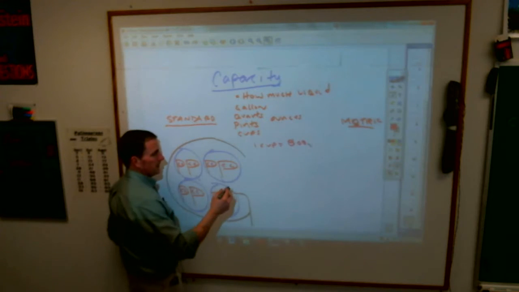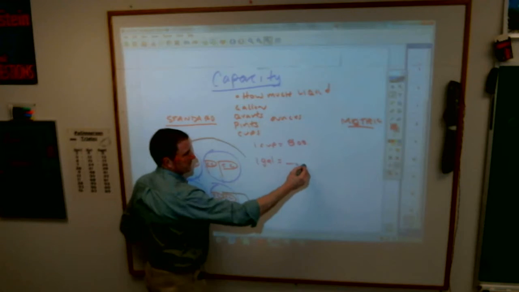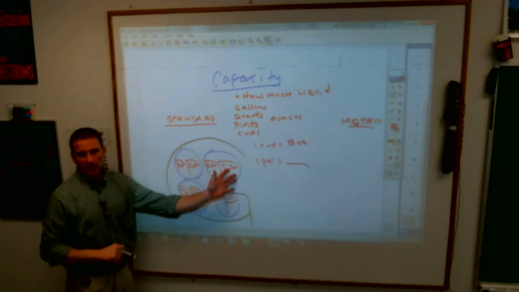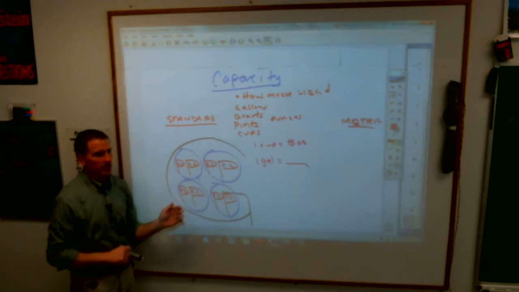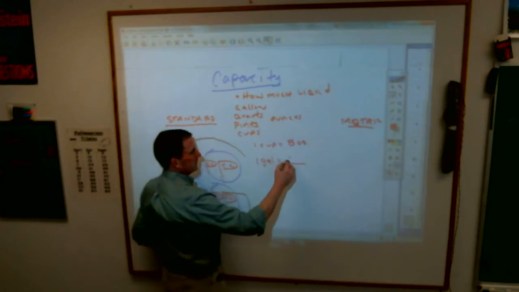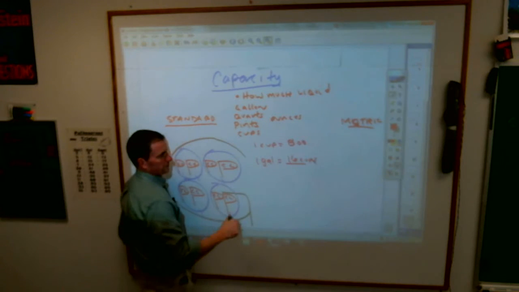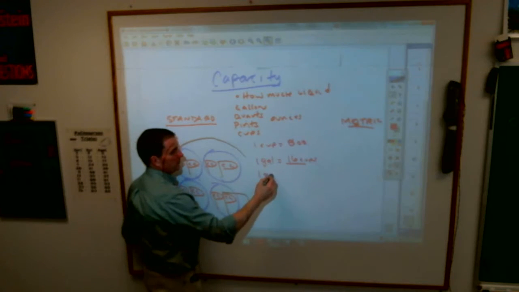Sure, but how many cups make up a gallon? 1 gallon equals how many cups? How many cups do you see in our Mr. Gallon there? Do the math. Anybody? John? 16. Yep. 1 gallon equals 16 cups. 1 gallon equals how many pints?